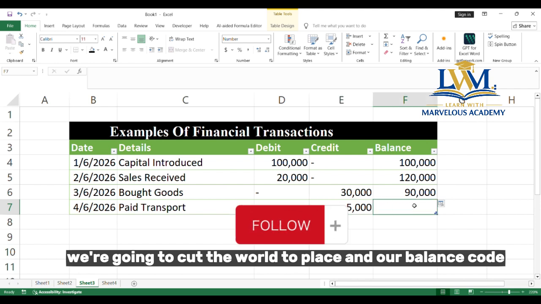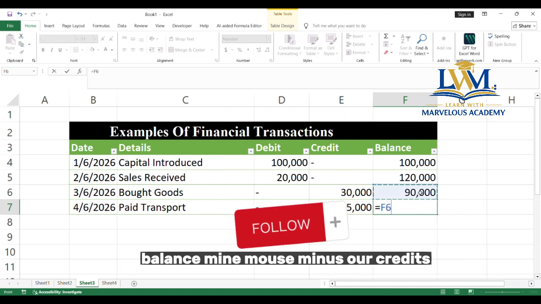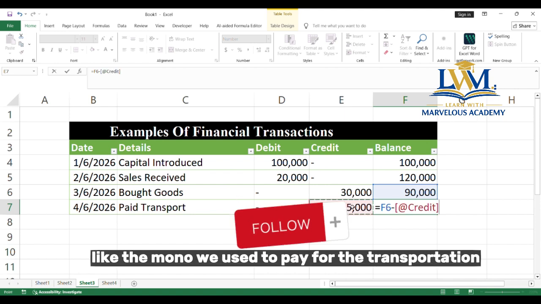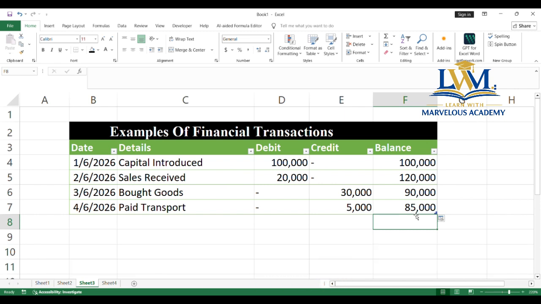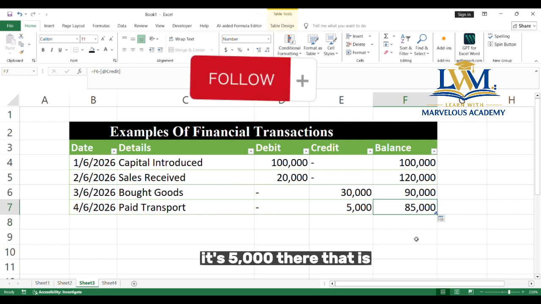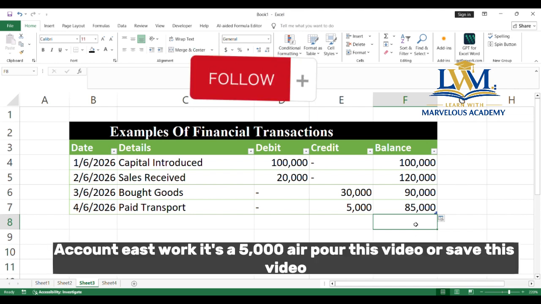We press on our balance column. We click equals, 90,000, our previous balance, minus our credit, that is the money we used to pay for the transportation. We click enter. That means our recent balance now is 85,000 naira. This is what is left in the company account: 85,000 naira. The money remaining now in the company's account is what?